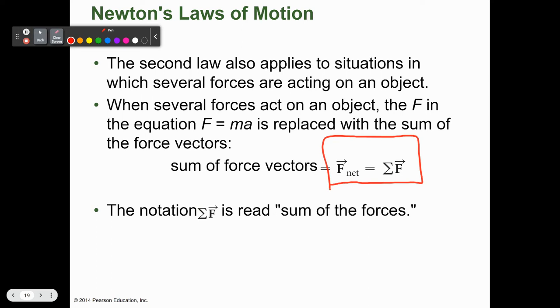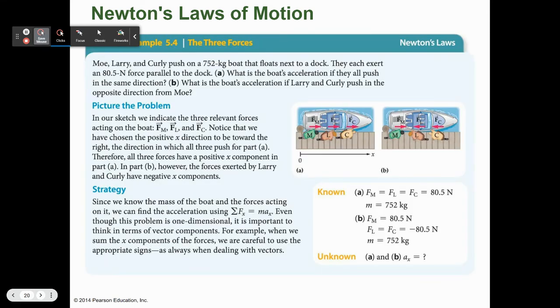Okay, so let's look at the next slide. All right, so here is another example problem. Moe, Larry, and Curly push a 752 kilogram boat that floats next to a dock. They each exert a force of 80.5 newtons parallel to the dock. What is the boat's acceleration if they all push in the same direction? What's the boat's acceleration if Larry and Curly push in the opposite direction from Moe?